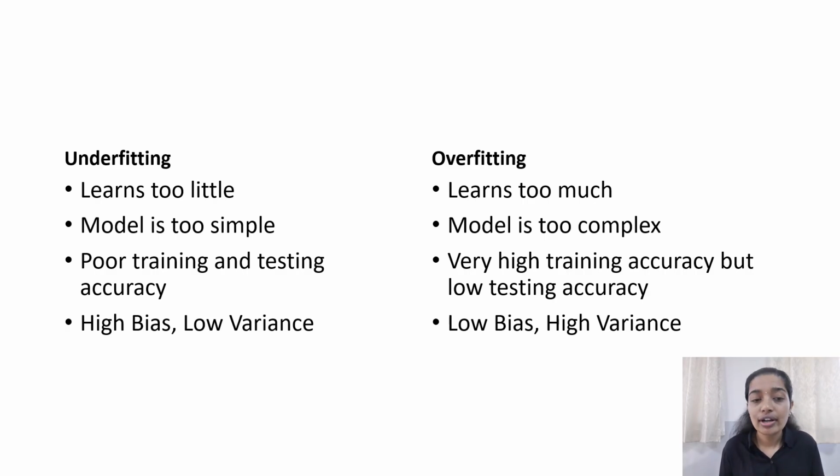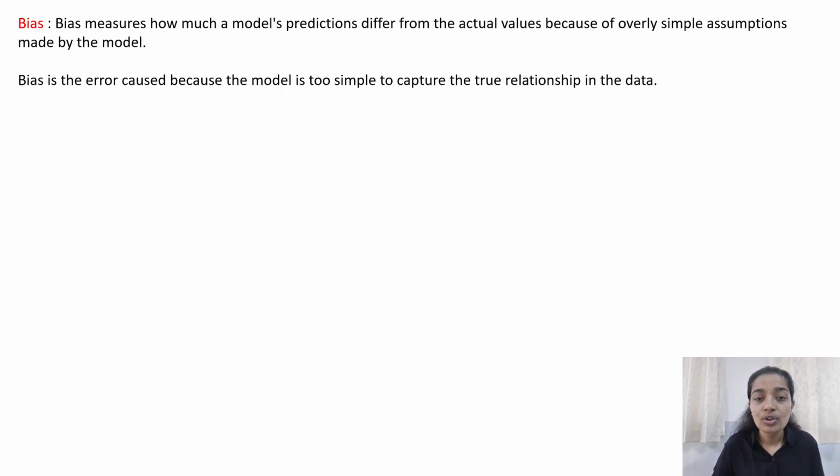In case of underfitting, we have very high bias. When the model is very simple, the error is called bias. And variance is when the model is very complex. At that time, we have high variance. So these two are again very important concepts, so let us discuss them in detail now.